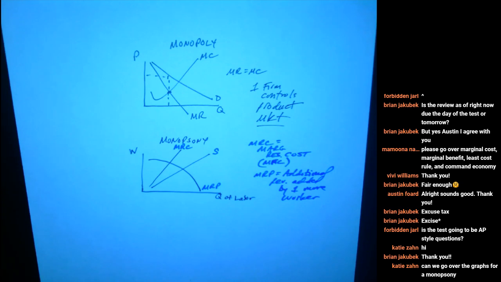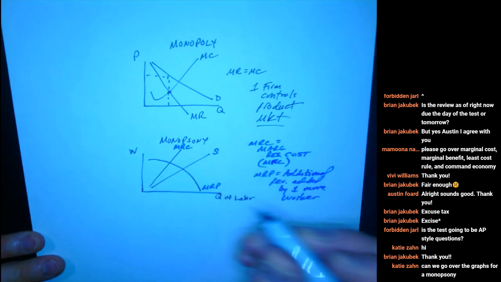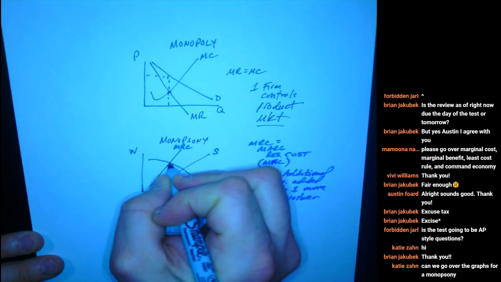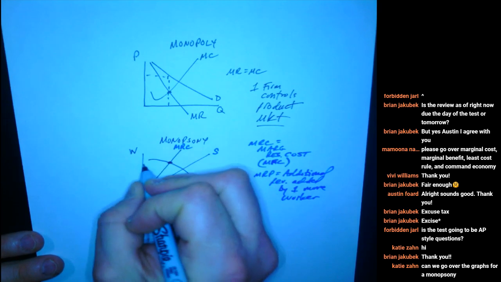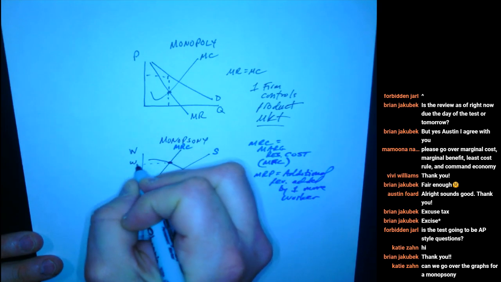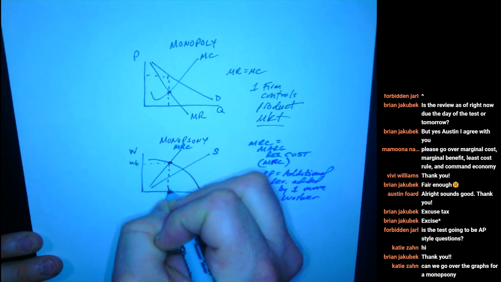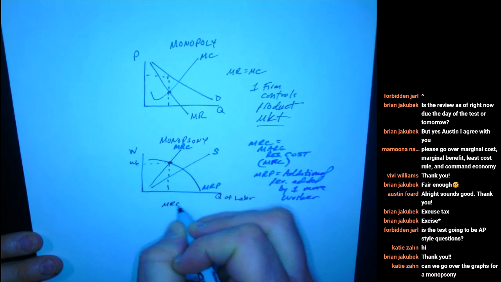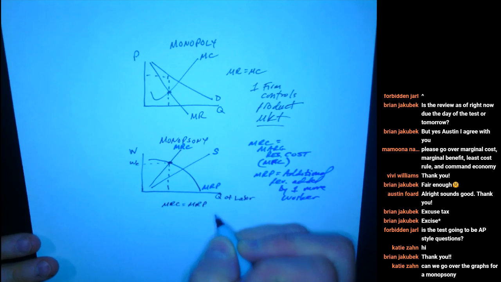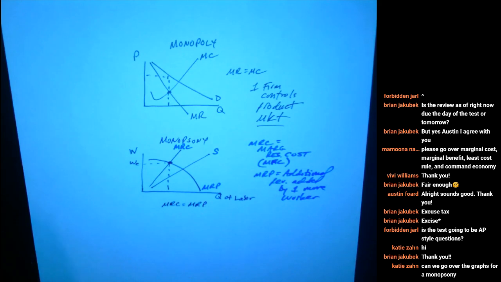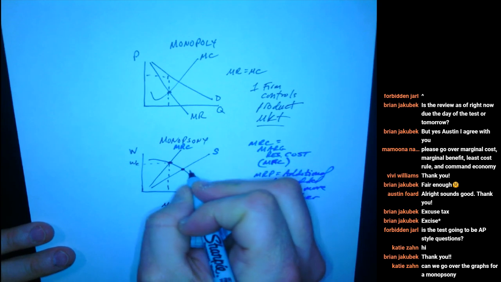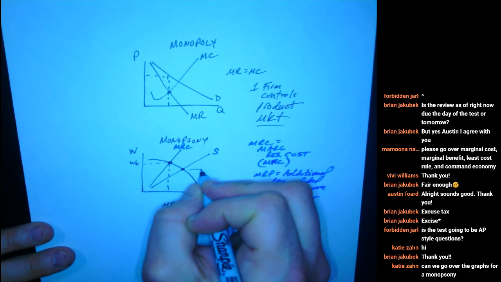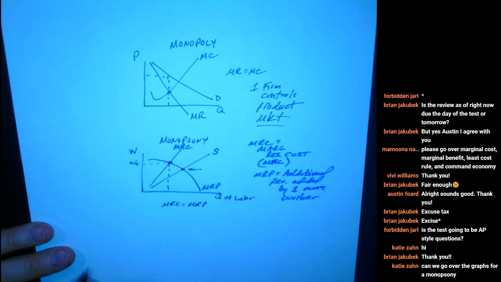So with monopsony, okay, the monopsony is going to be right here, where MRC equals MRP. Now, if you think about it, the supply of labor, those laborers, they would rather be out here.